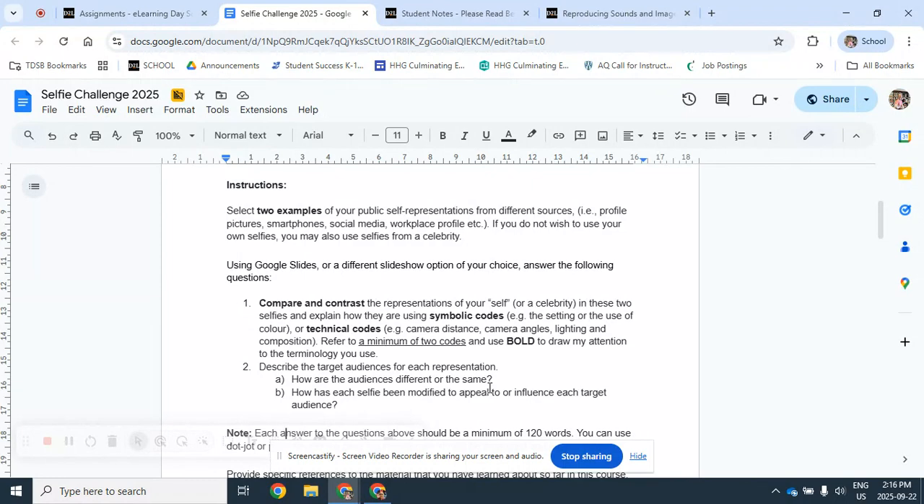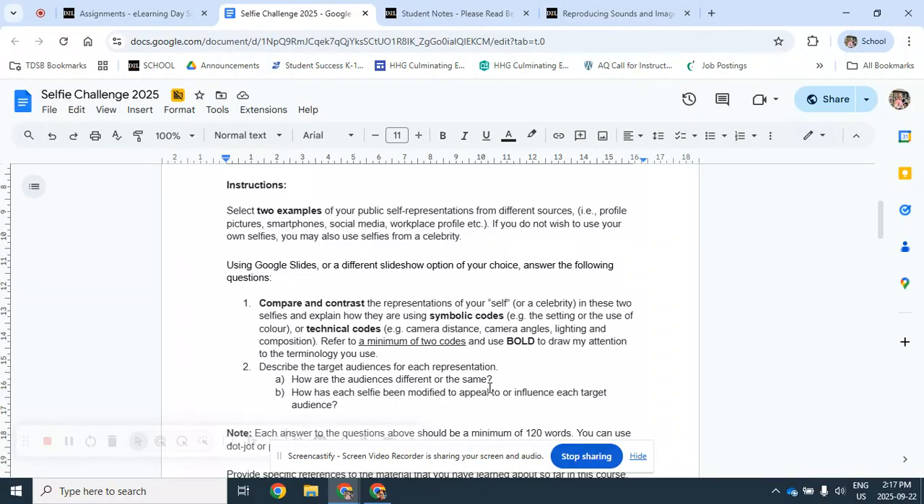You need to refer to at least two codes, and you need to use bold to draw my attention to the terminology you use. So for example, when you're putting in the word color, you're going to bold that. When you're putting in a certain camera angle, you're going to bold the words camera angle or the word lighting to draw my attention to the two codes that you are discussing.